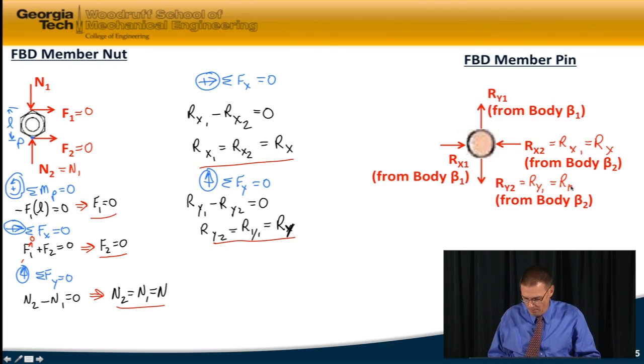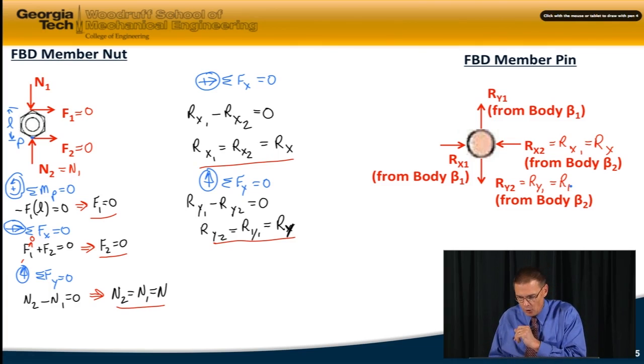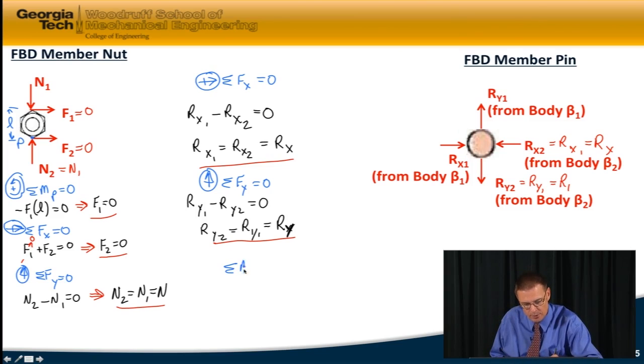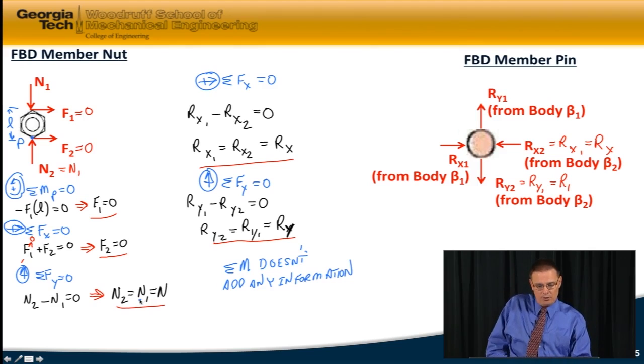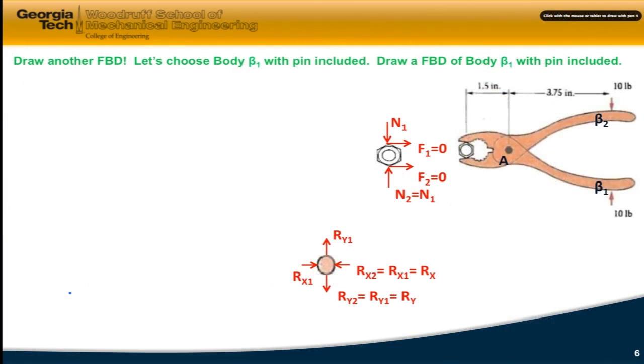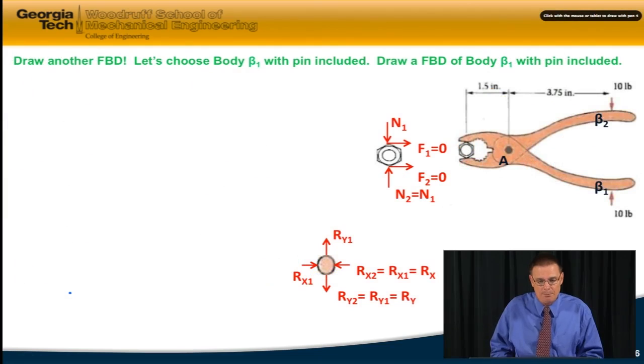We could also sum moments, but I want you to try it on your own. You'll find out no matter what point you sum moments around on the body of the pin, you will get no more information. So summing the moments in this case doesn't add any information. So at this point, we've gone as far as we can. We still haven't solved explicitly for N1, N2, Ry, or Rx, and so we're going to have to draw one more free body diagram. Let's choose body B1 with a pin included.